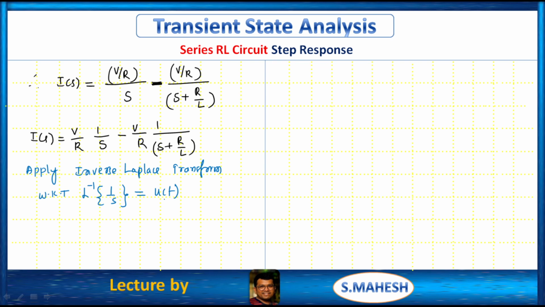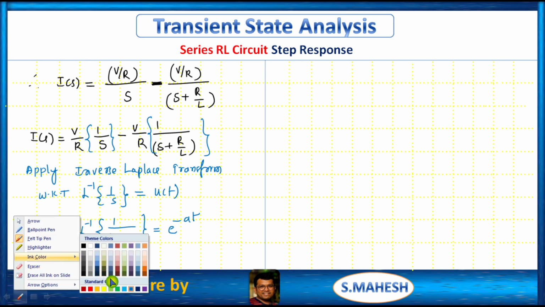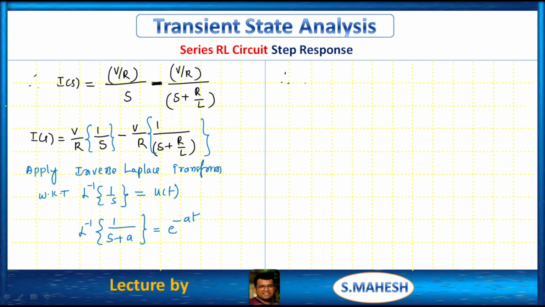If U of t is like this input, the Laplace transform of that U of t is nothing but 1 by S. Clear? Like that, inverse Laplace of 1 by S plus A should be equal to e power minus at. We have to use these two equations to get the value, right? This is the 1 by S plus A form, this is 1 by S, the step response. Therefore, I of S should give I of t.